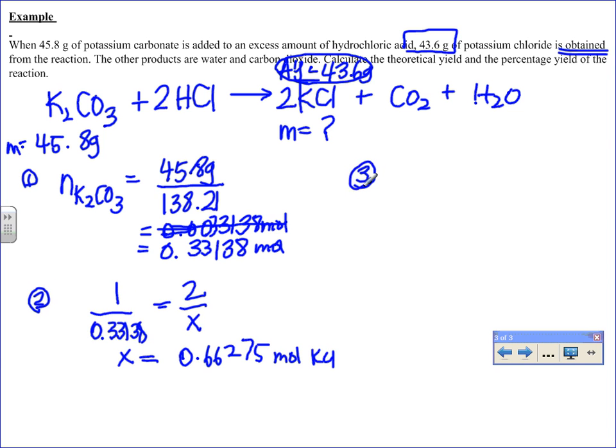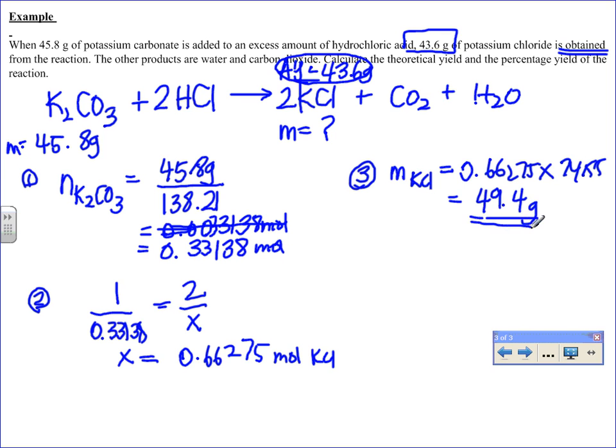Step 3 is to take the moles of KCl and multiply by the molar mass of KCl. So the moles of KCl, 0.66275, times the molar mass of KCl, which is 74.55. I get 49.4 grams. So this is the theoretical yield. This is the amount of KCl that I should be able to get when I do the experiment.